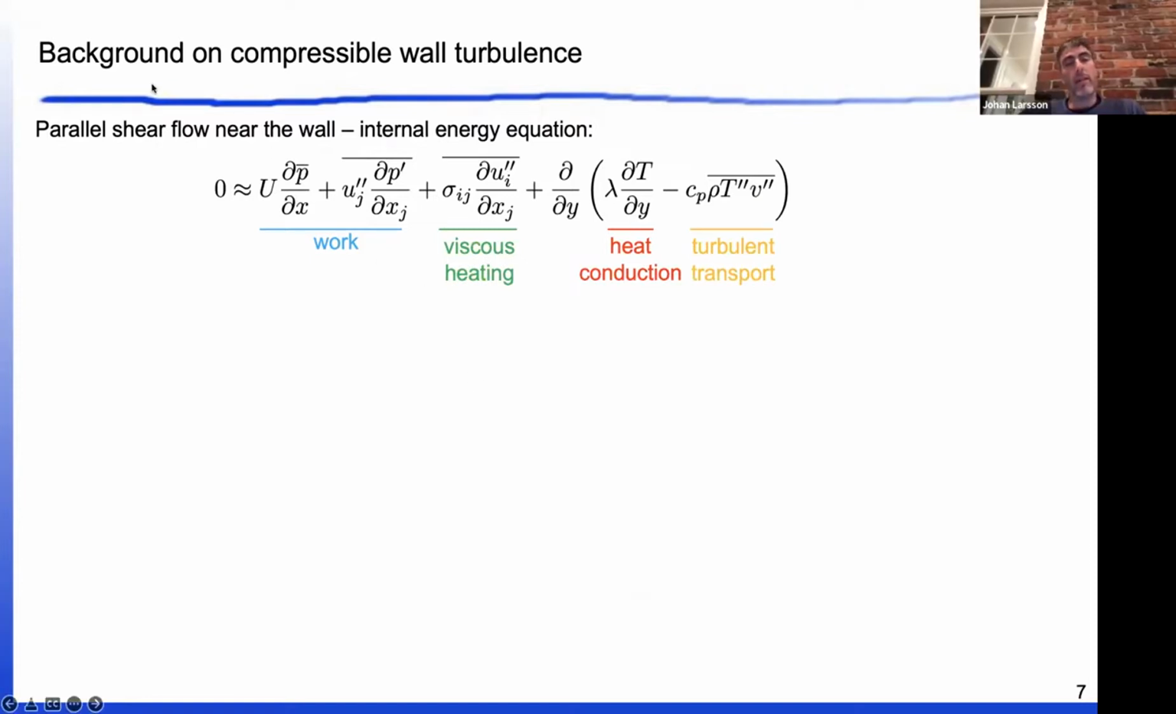If we continue along this line, instead of analyzing the X momentum equation, I do the same type of analysis on the internal energy equation. I assume I'm in a parallel shear flow very close to the wall. Convection effects are small, wall parallel diffusion is small. Then I end up with the equation in front of you. To the right here, we still have heat conduction and turbulent transport. Those are the exact analogs of the viscous shear stress and the turbulent shear stress. Then we have additional terms. The most important one is the one in green, the viscous heating term. Sigma here is the viscous stress tensor, and it's multiplying a fluctuating velocity gradient. That is the rate of dissipation of turbulence kinetic energy.